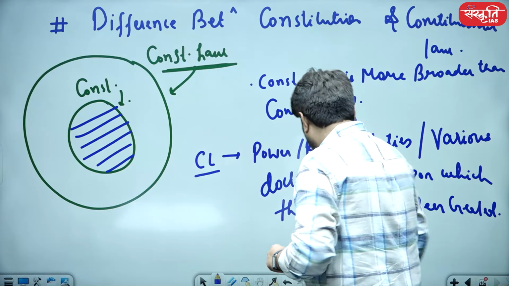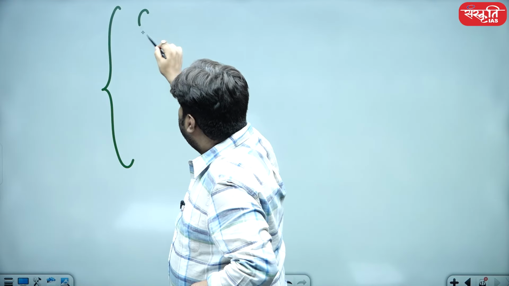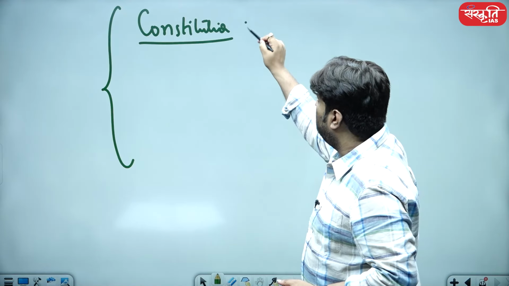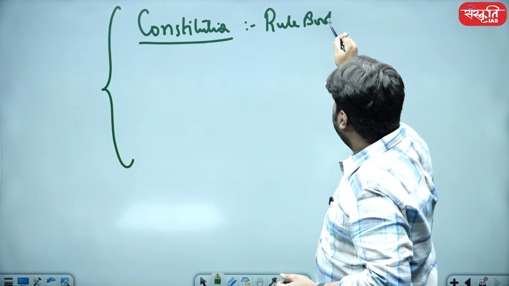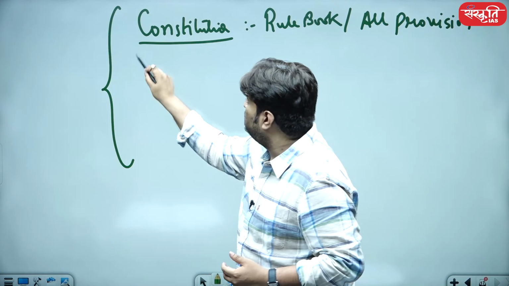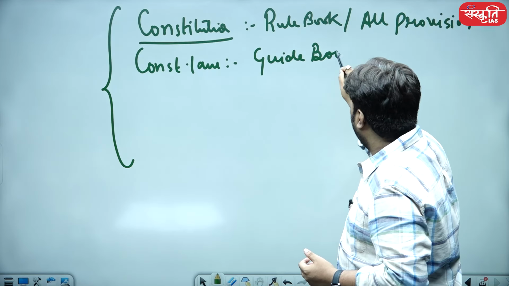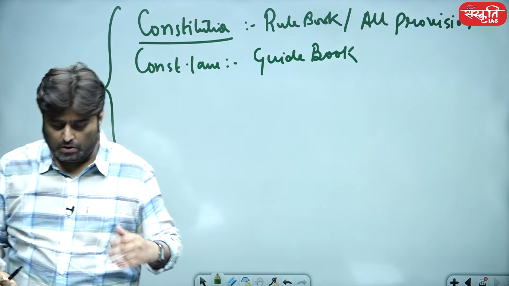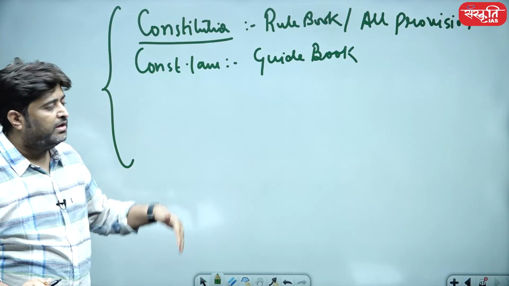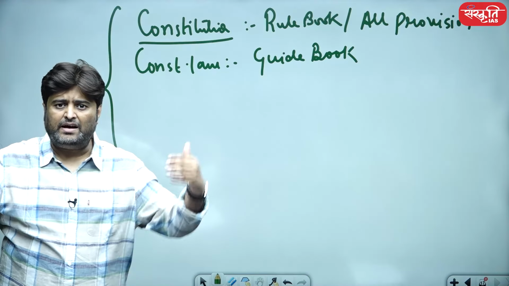थोड़ा सा और elaborate करते हैं. Over here, what is constitution? Constitution is basically a type of rule book. It's the type of rule book which includes all provisions, isn't it? Then what is constitutional law? Constitutional law is basically the guidebook. And I hope you know the difference between rule book and guidebook, isn't it? You have the rule book and you have the interpretation of that rule book. So constitutional law is the guidebook. Constitution is the rule book alone. Constitutional law is the guidebook alone, which includes various doctrines and their explanation as well.